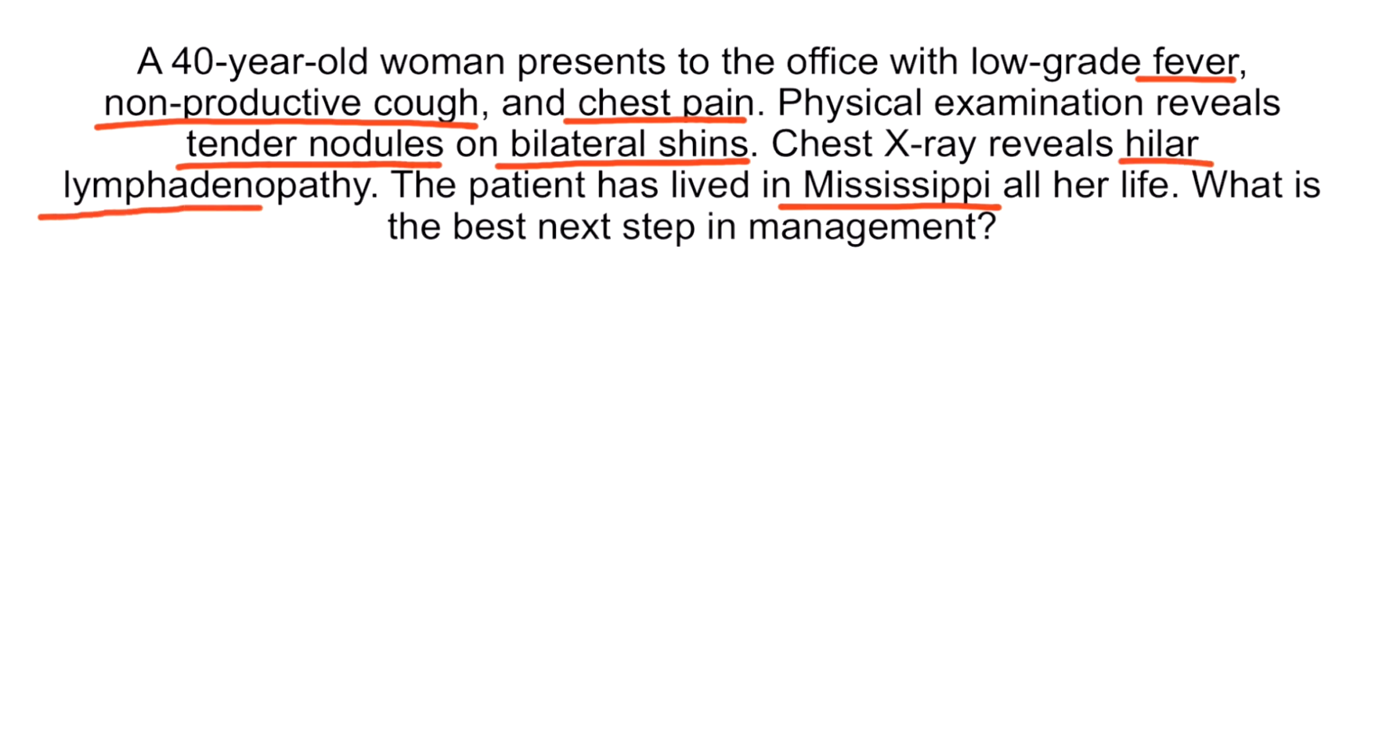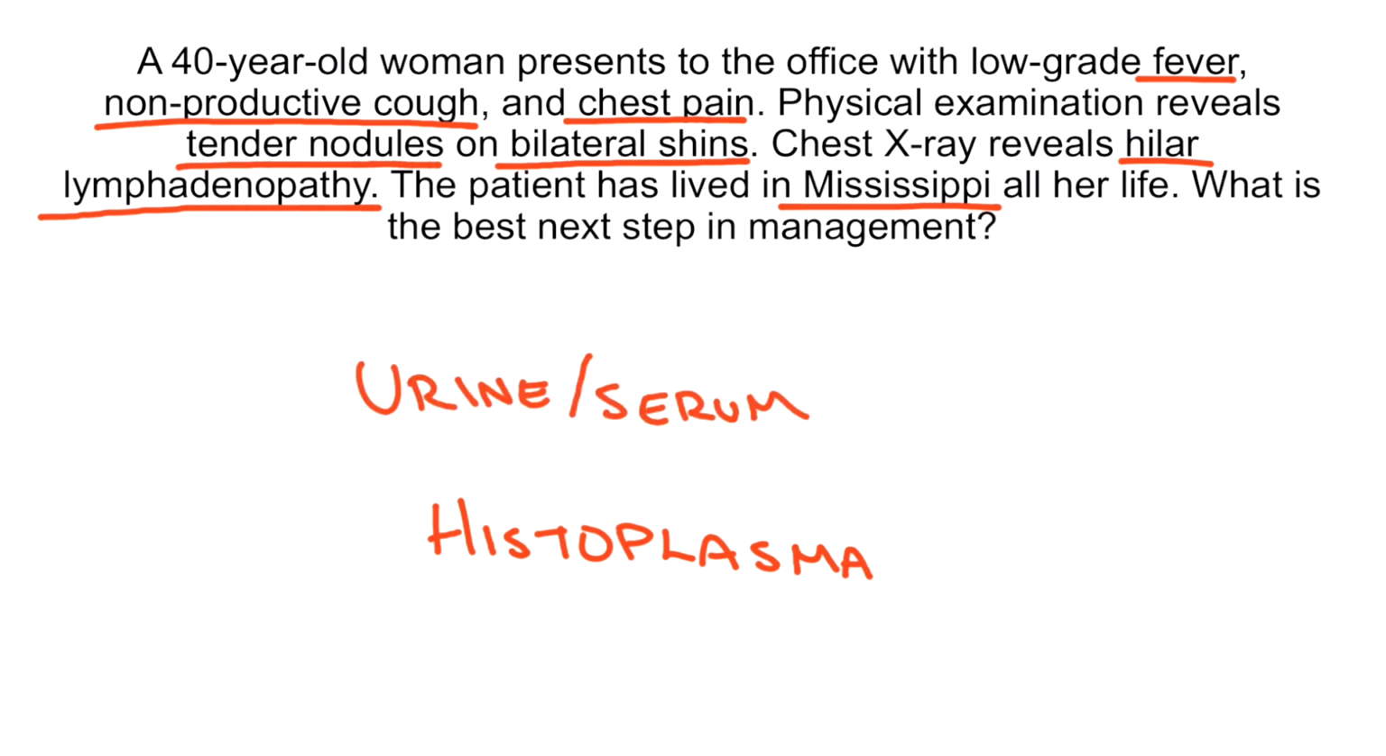However, hilar lymphadenopathy that's seen on x-ray actually points more towards histoplasmosis, because we know that hilar lymphadenopathy is not typical of blastomycosis. So the next step in management is testing for urine or serum histoplasma antigen. And if that came back negative, then you would start considering other causes.